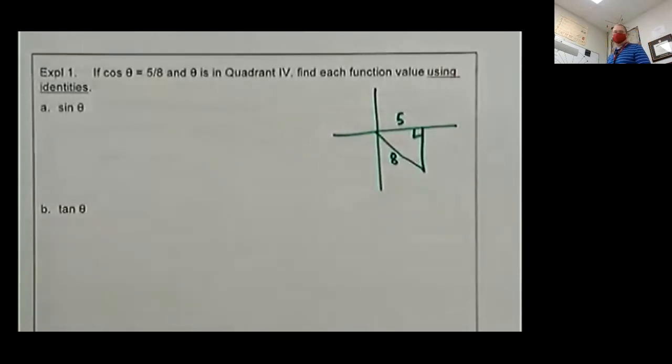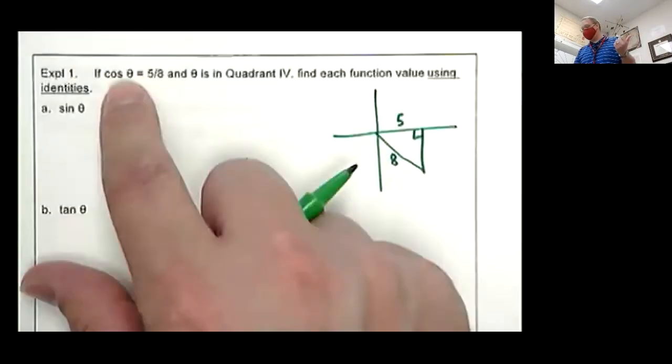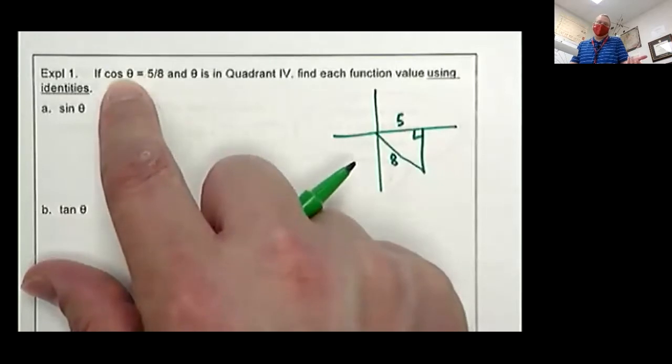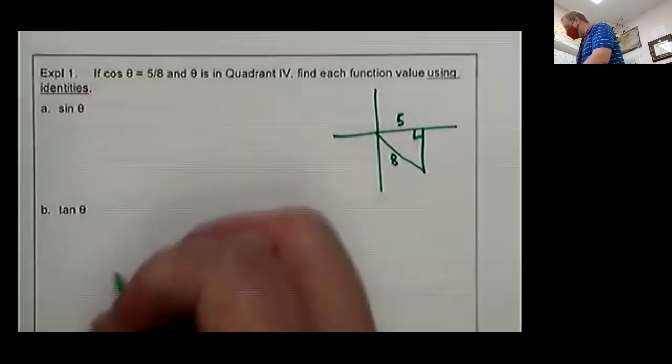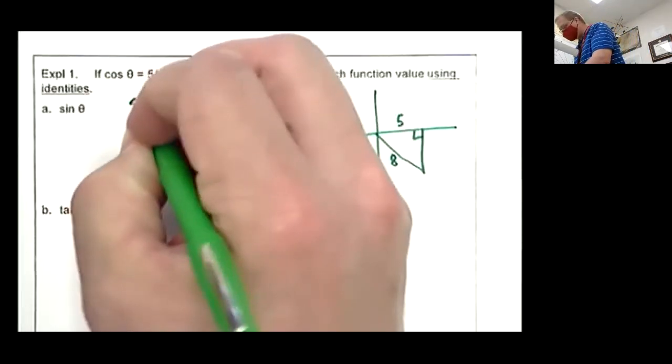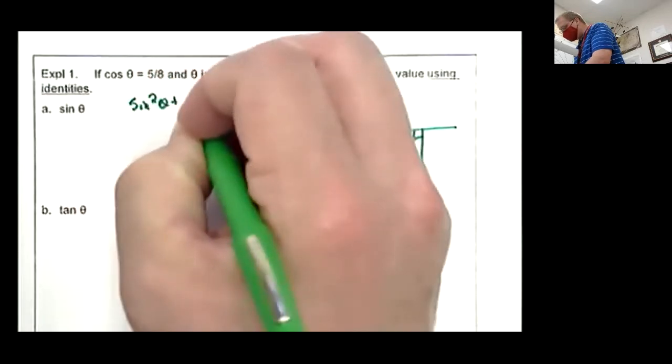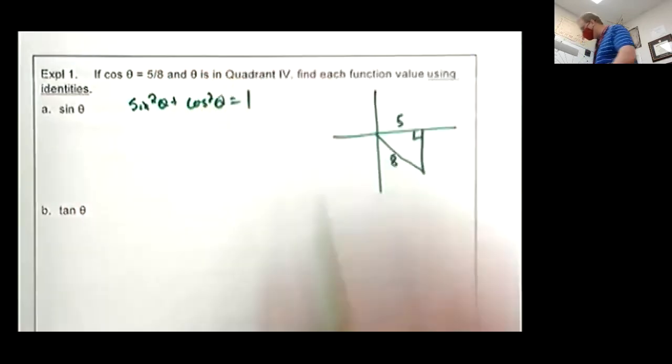Now, when we use an identity, we need an identity that will relate both sine, the thing we're trying to find, with what we have, and that is cosine. Well, what identity do we have that relates sine and cosine? Well, that's easy. That is the Pythagorean identity. So sine squared theta plus cosine squared theta is equal to 1.